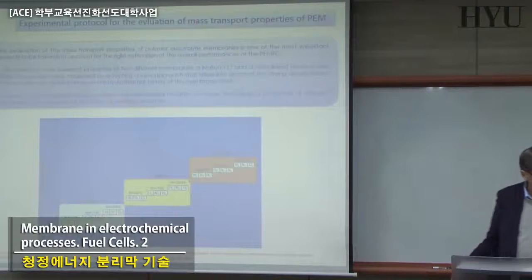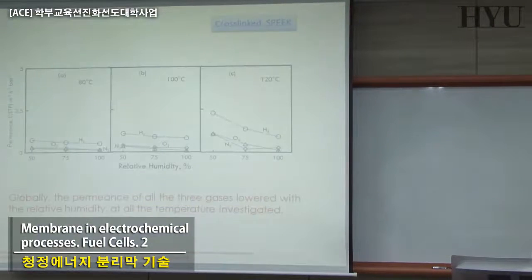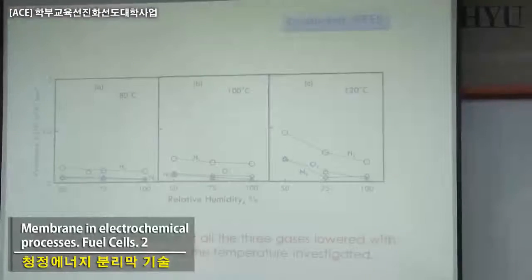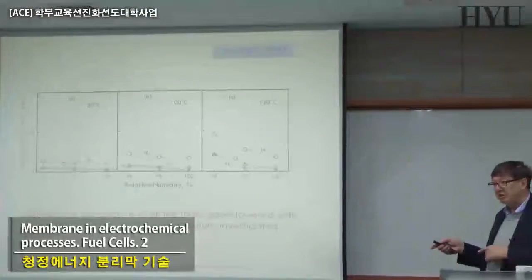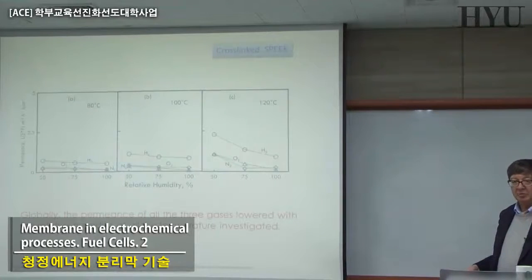So that's a typical case in which this kind of analysis was done. If you do this, you can see some of the results here: the permeance of all three gases is decreasing with the relative humidity at all the temperatures investigated. And if you do exactly the same, following the same procedure, the probability of making mistakes or discrepancy between the result you obtain today and the result you obtain in 3 months from now is much lower, and the probability that the results are okay is much higher.